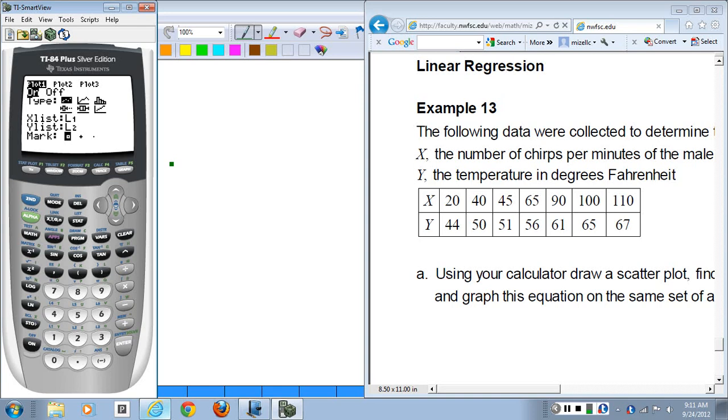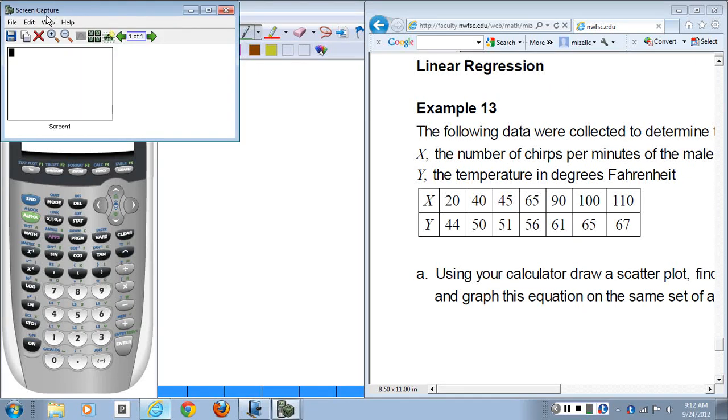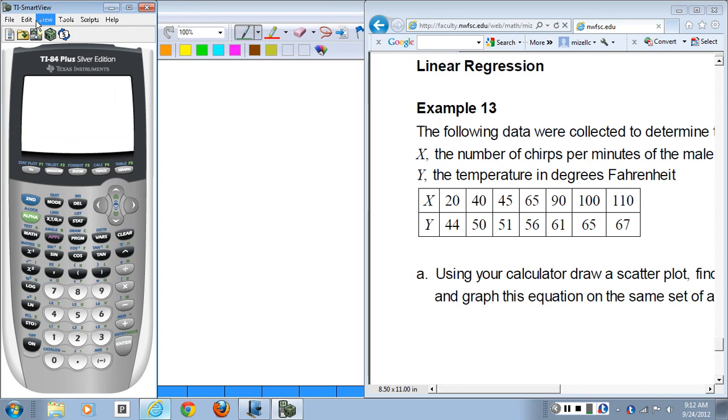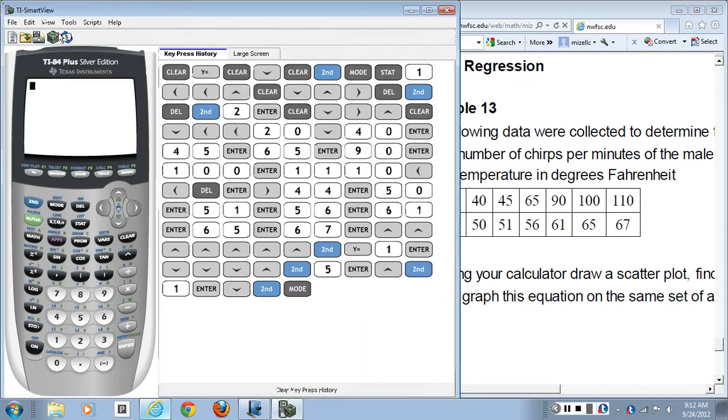Second quit. The mode button has the word quit right up above it. So if you press second followed by the mode button, then it'll get you back to the main screen. I guess it probably would be good for me to show the key press history as I'm doing this. I just needed to see those. What's next? I want the calculator to draw a picture of this.